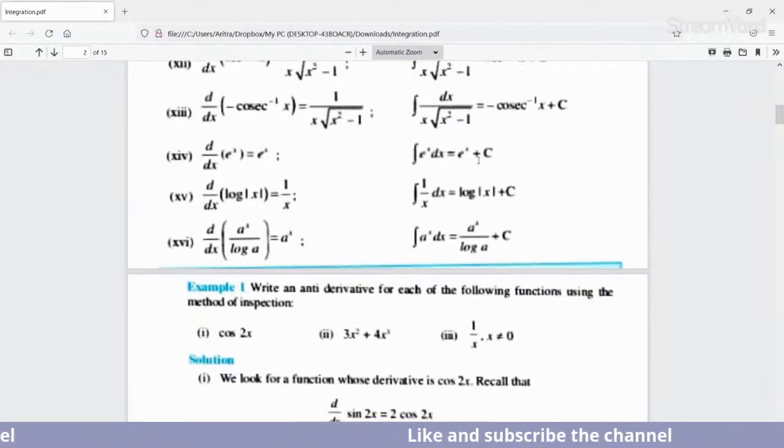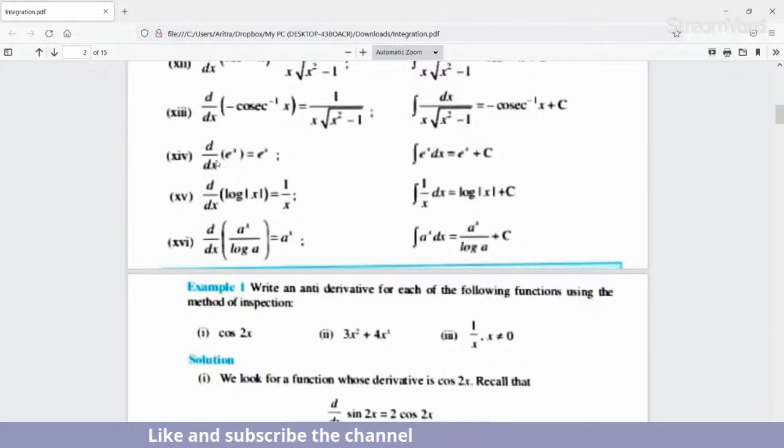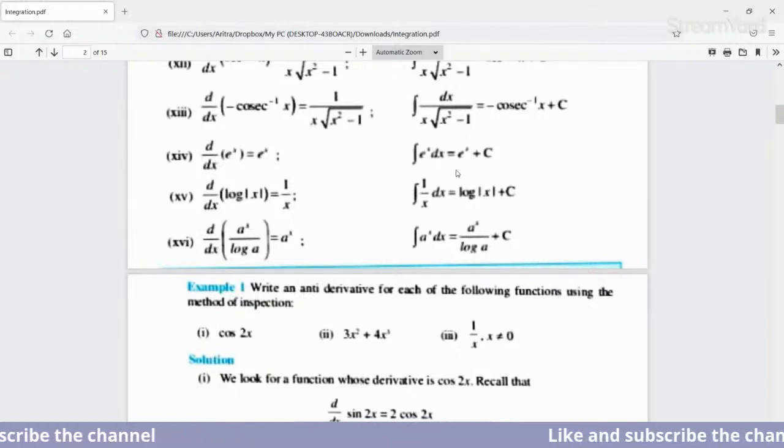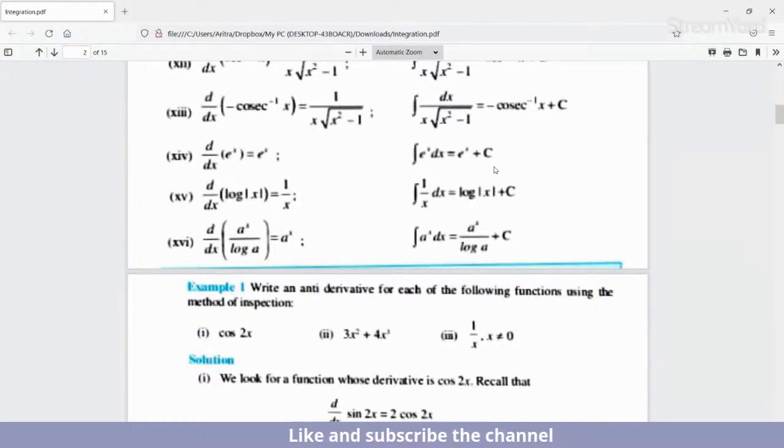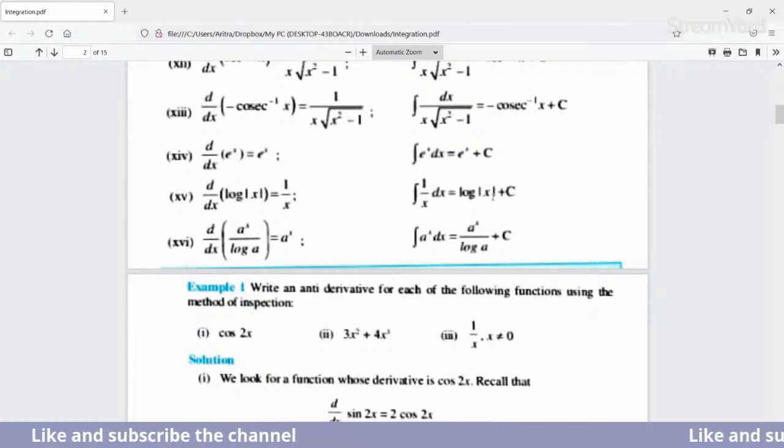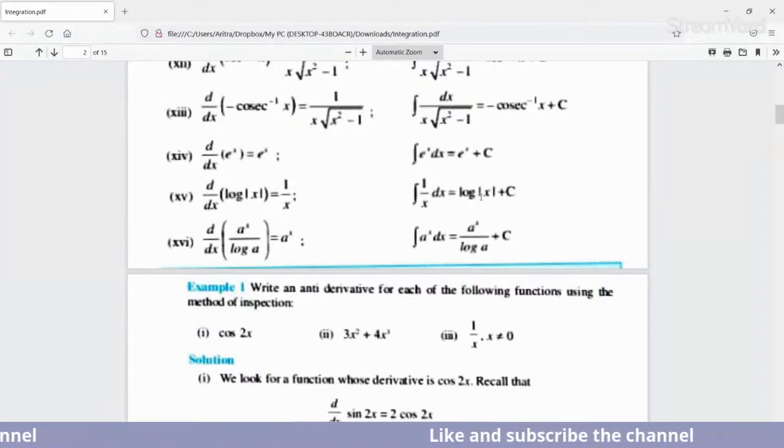Then we learned that differentiation of e to the power x gives e to the power x only. So in integration, again it will be the same, no change. E to the power x dx is equal to e to the power x plus c. Then integration of dx by x is equal to log mod x plus c. This mod will always give a positive value. That's the function of modulus.